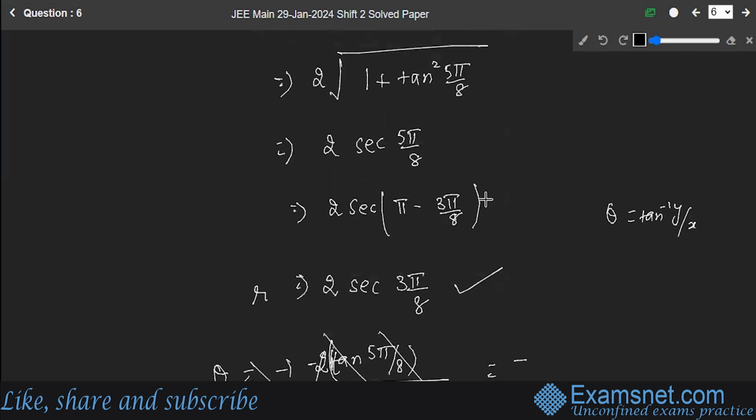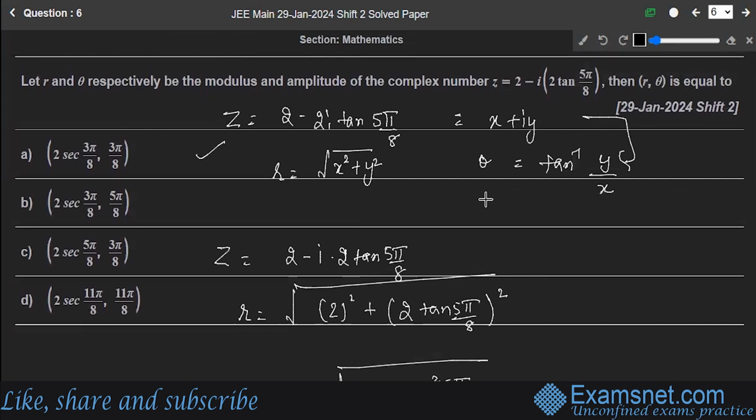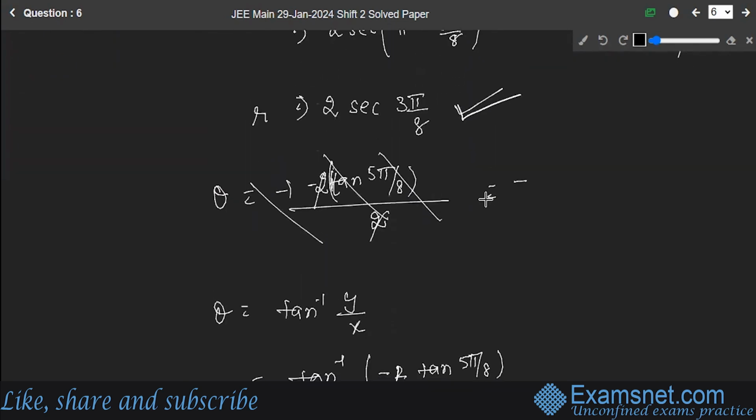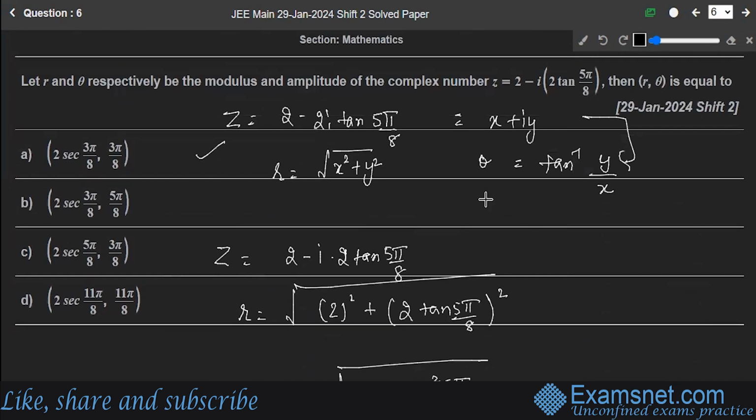That makes theta is equal to, what was your r equal to? It was 2 secant 3 pi by 8, and that was 3 pi by 8. That makes first option to be the right answer. Hope you're clear with this. Let's move to the next question.